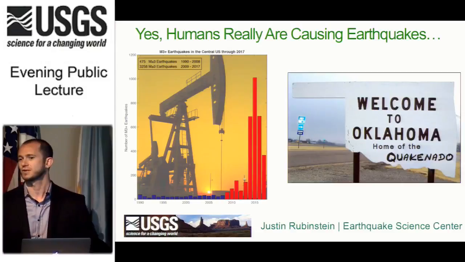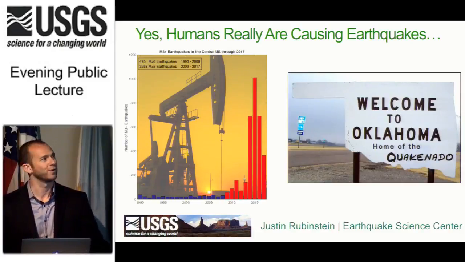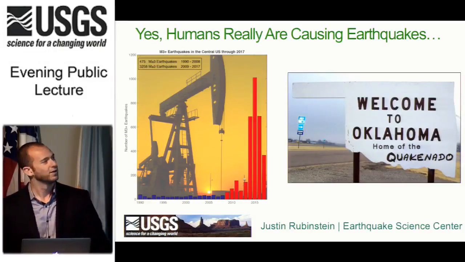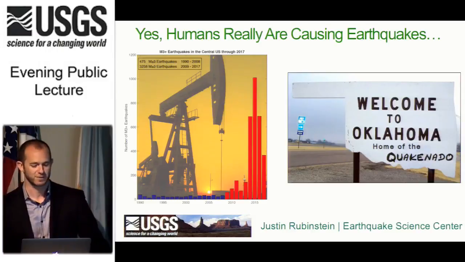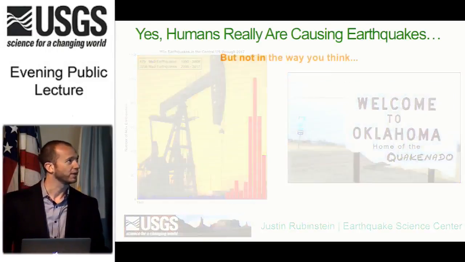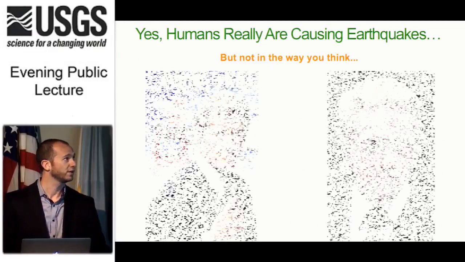I think most of us think of tornadoes when we think of Oklahoma. But I just found this Photoshop of a Welcome to Oklahoma sign, and it's the home of not just tornadoes, but also earthquakes. So the Quake-nado is there. So yes, humans are causing earthquakes, but it's not in the way that you think.